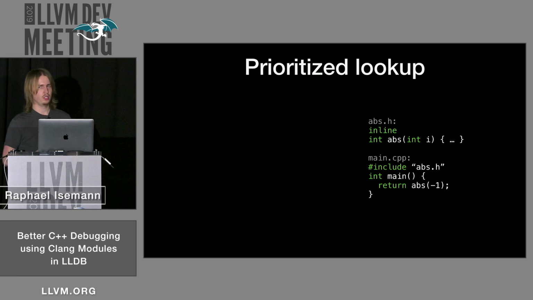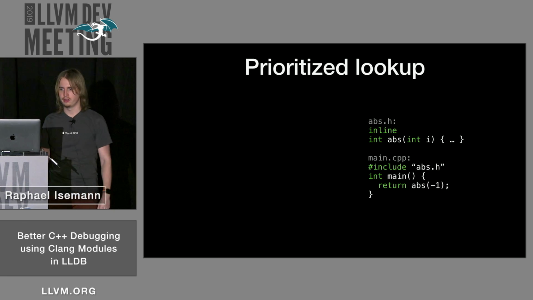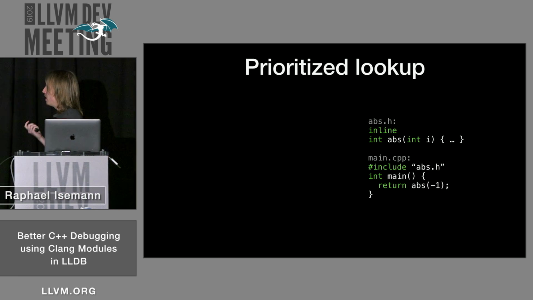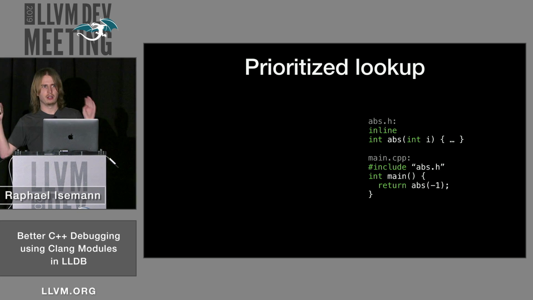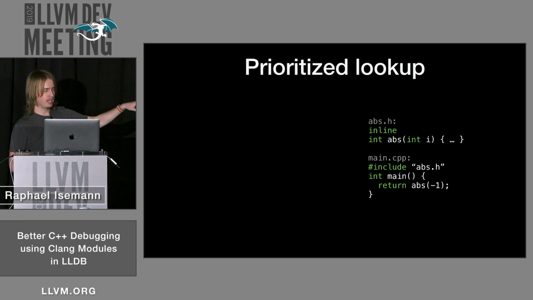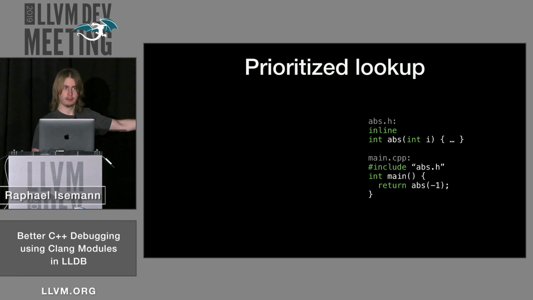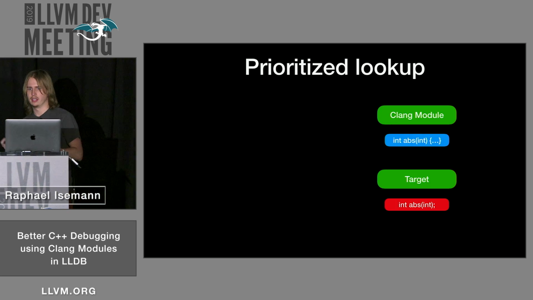The first trick is that we use a prioritized lookup in LLDB. Let's make an example. We have a header file, abs.h, and it just has a single inline function which calculates the absolute value. Then we have a CPP file that includes the header and calls the inline function. All right, so let's change the view to how LLDB would see this setup.